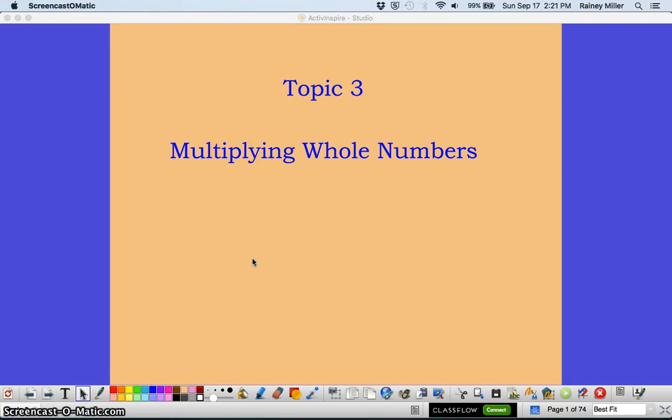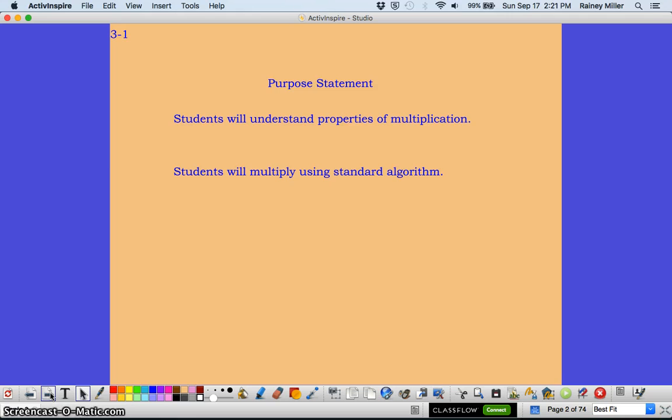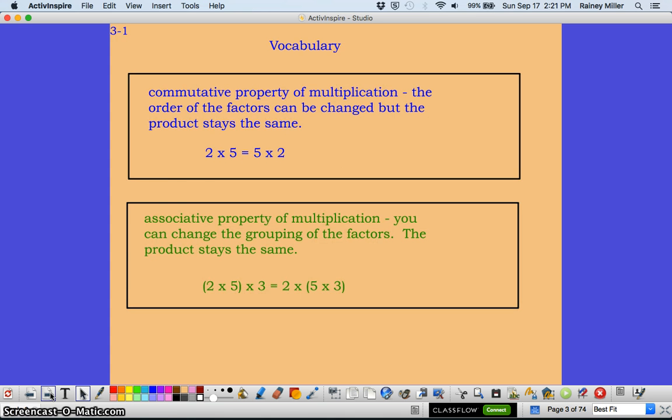Alright, so we're going to start our new unit on multiplying whole numbers. For our first topic, we're going to be looking at the different properties of multiplication and how we're able to solve things just using regular math problems. So we have several different properties.